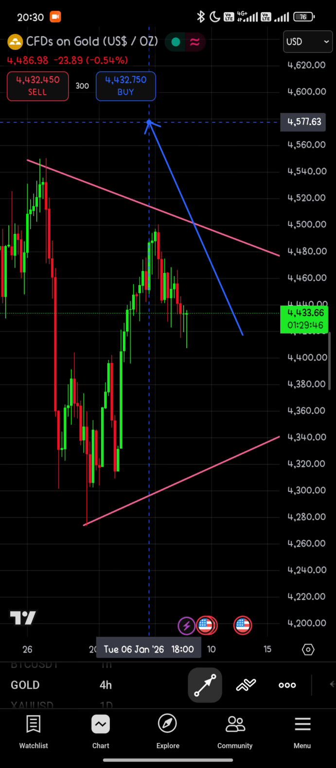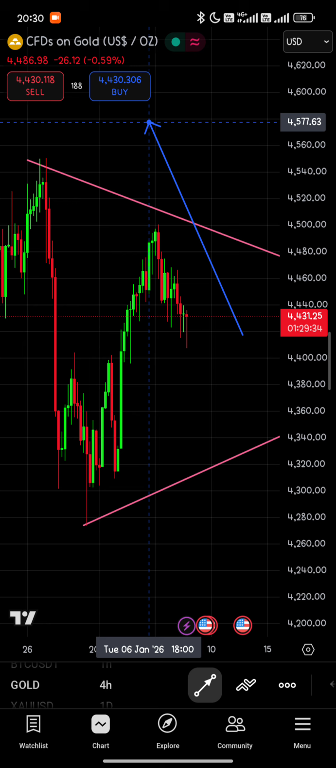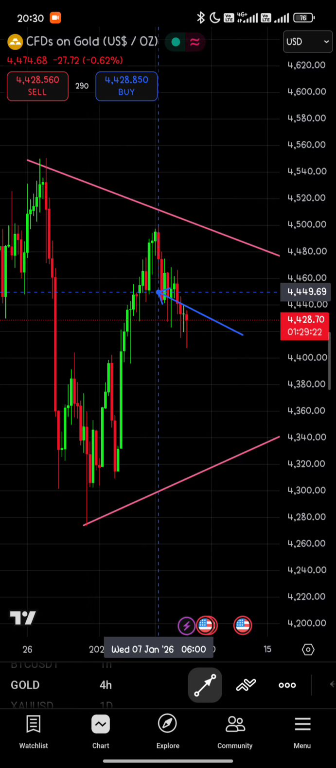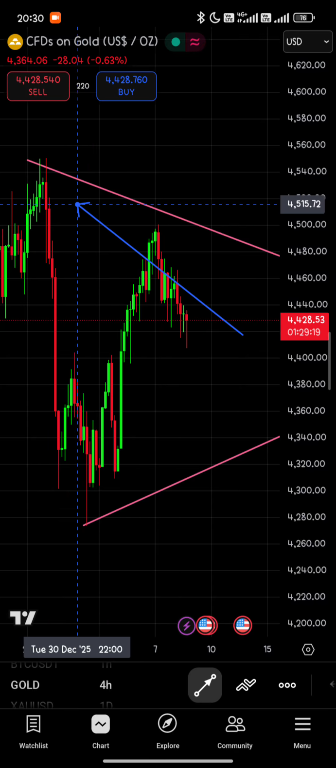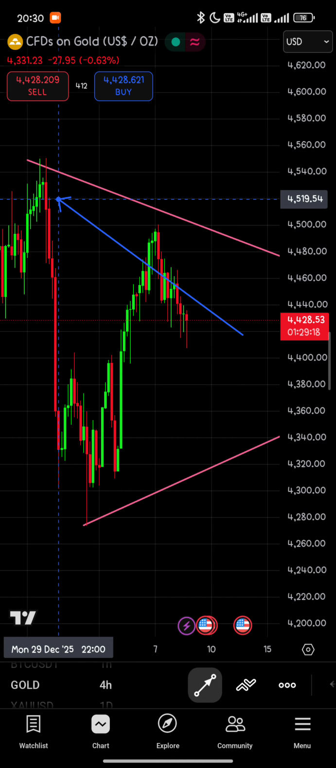Correct? Because why? Market manipulators are not going to allow most traders to profit, because if most traders are profiting, who will be the one paying them? Correct? Institutions will be the one paying them. Banks will be the one paying them. So will banks and market manipulators allow this? No.